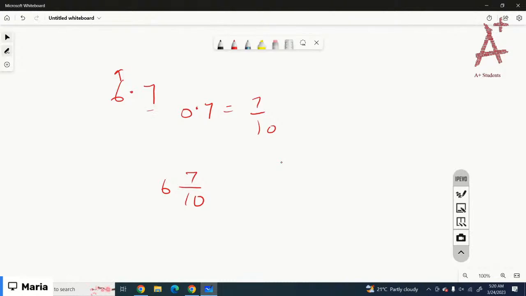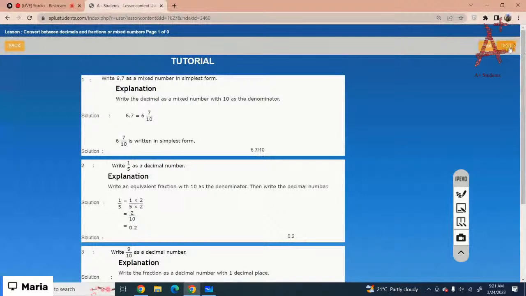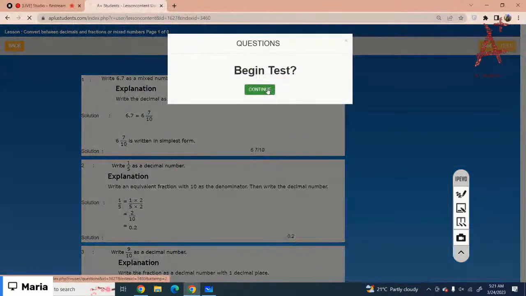We know that without this decimal, it would be 0.7. 0.7 means 7 over 10. So it would be 6 whole 7 over 10. So the correct option is 6 whole 7 over 10. Okay, let's just start with the test questions, which are the practice questions.